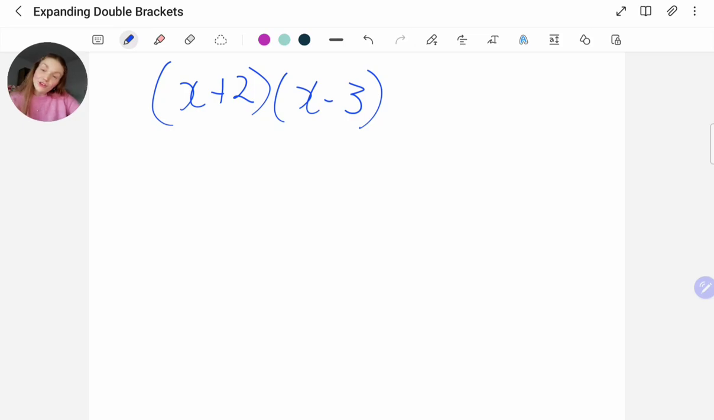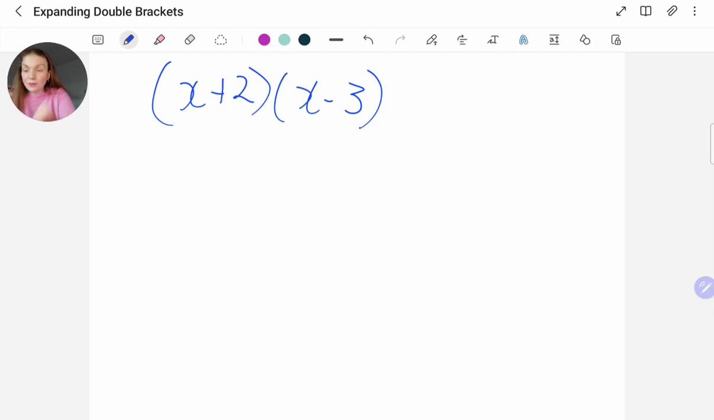There are alternative methods. So you have FOIL where we have first, outer, inner and last, and we have the smiley face that you can draw. But I just personally think the grid works best. It works best with the kids that I've taught. So let's go with it.